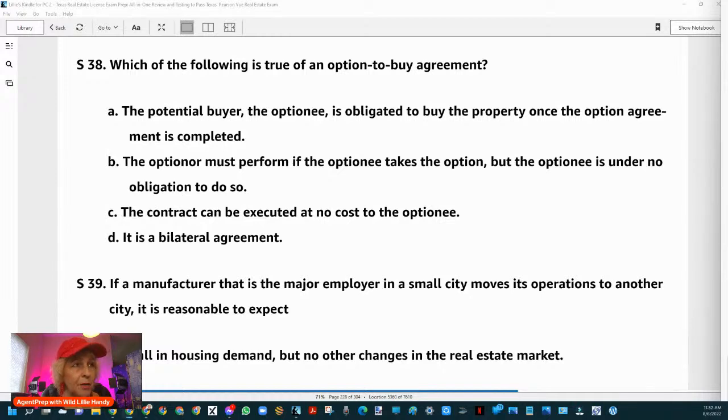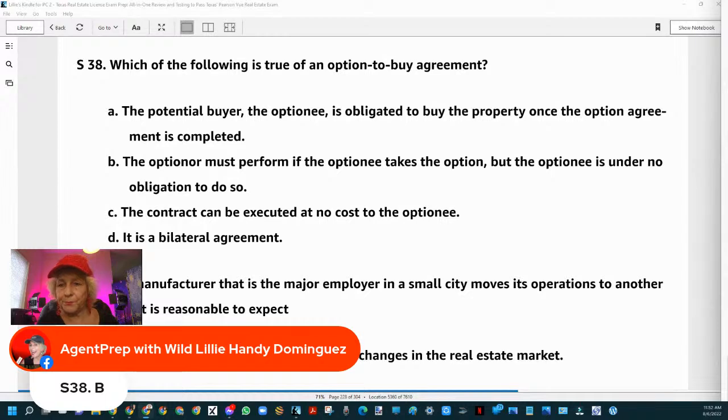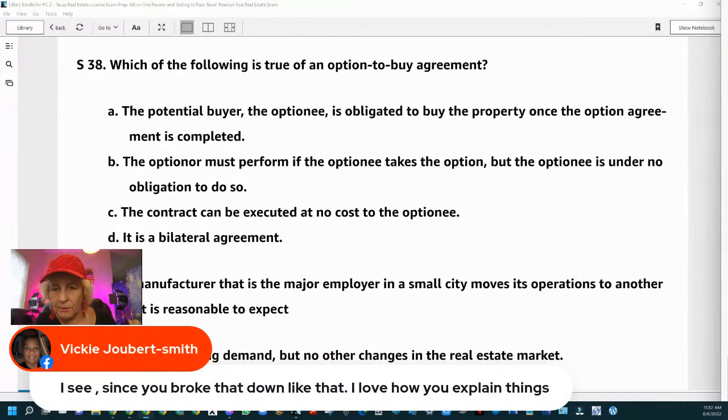So go back and review option to buy definitions with leases or with contracts. Just remember, when it's in an option, it's a unilateral contract. After the option period, it is a bilateral contract. Both have to perform. Okay, very good. Since you broke it down like that, thank you.